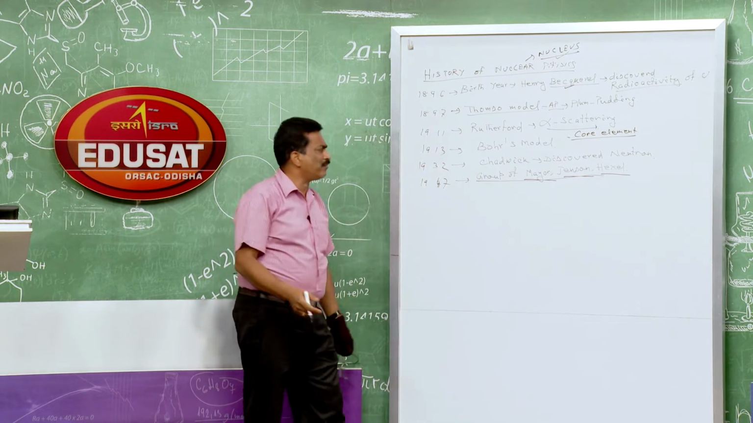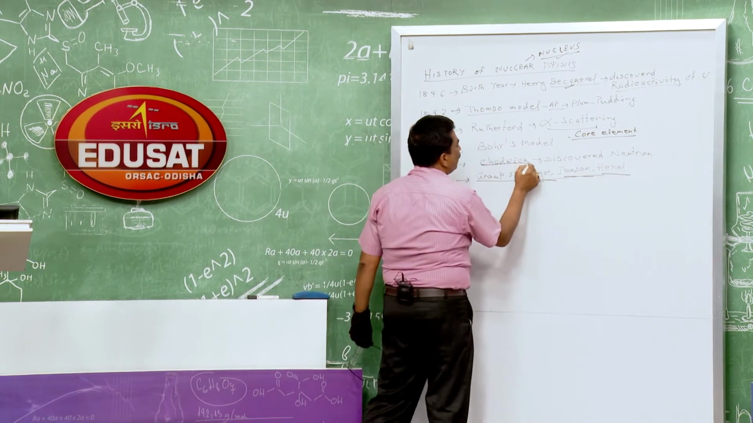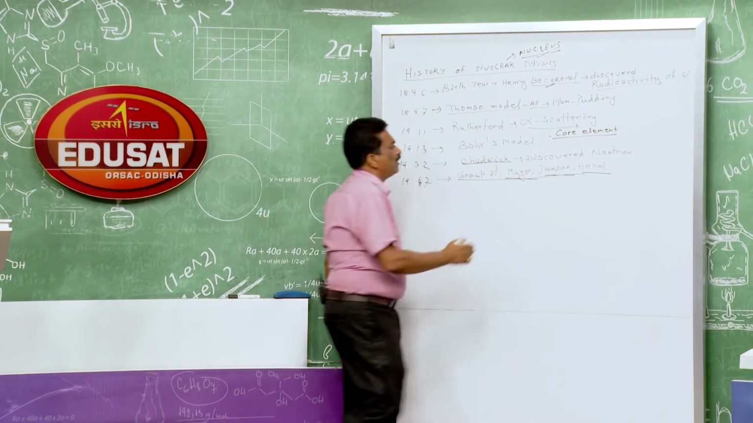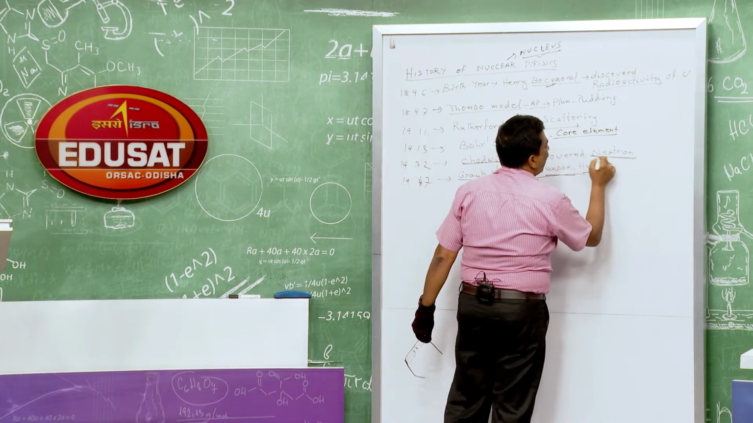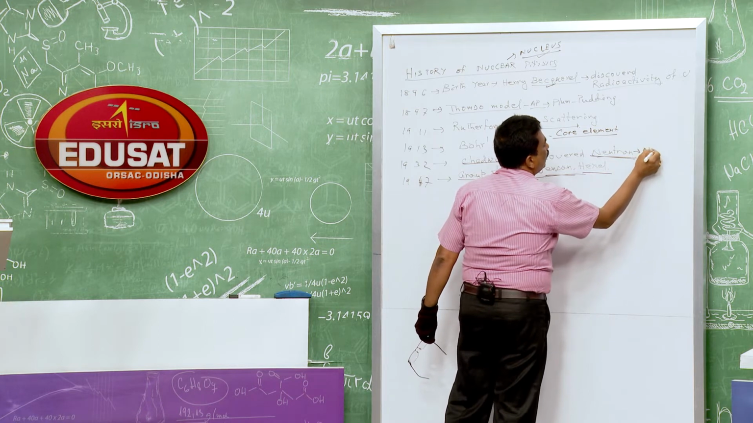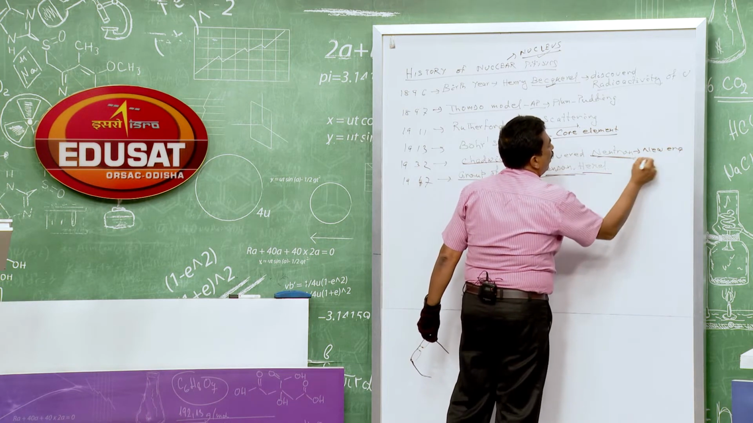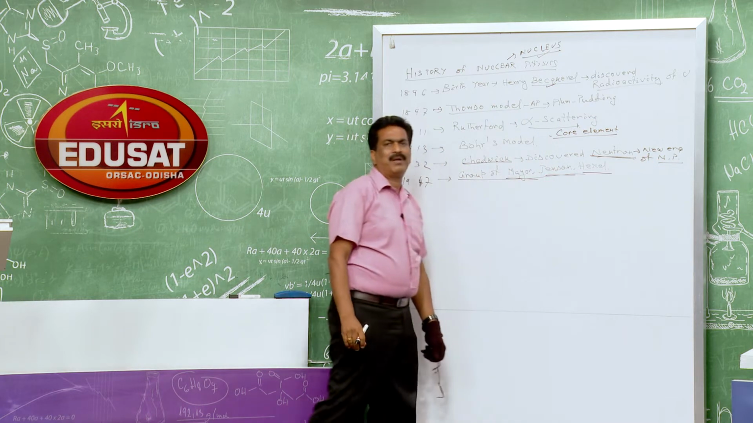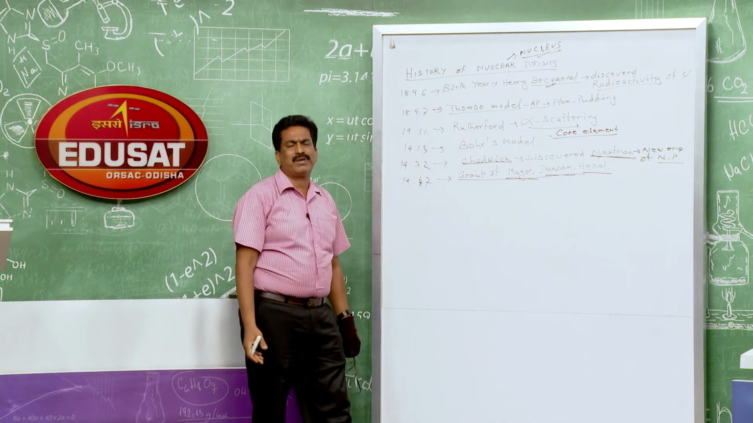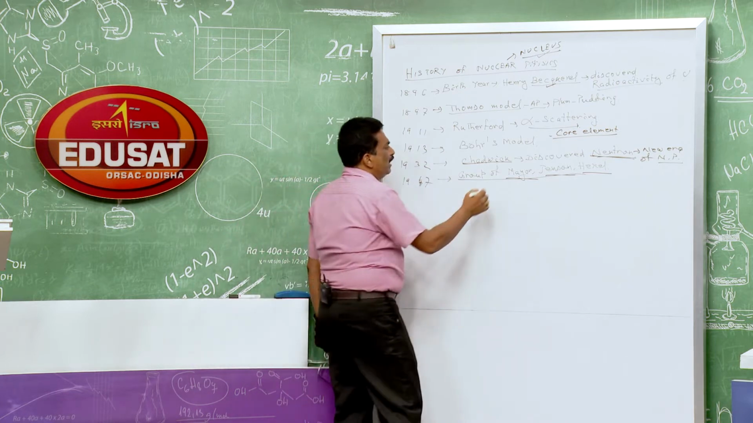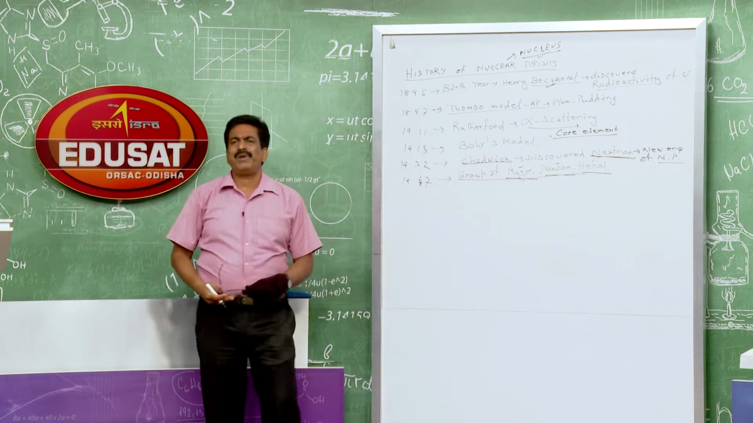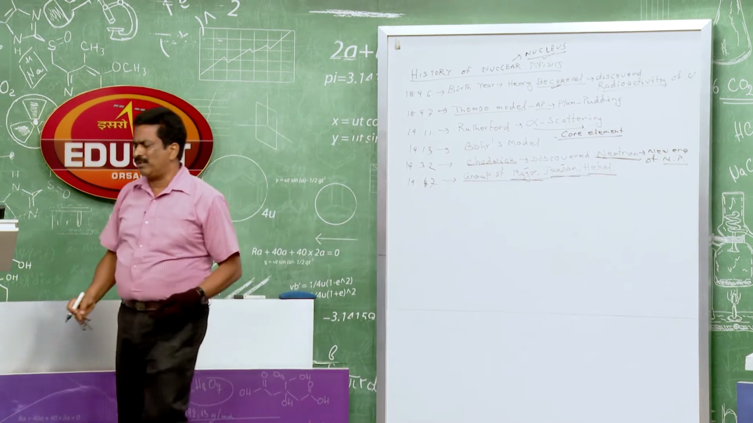After the discovery of the nucleus, Chadwick gave the idea of the neutron, and from that idea the new era of nuclear physics developed. After that, the different properties of those nuclear particles were given by Mayer, Jensen and Haxel. This is a brief history of nuclear physics.